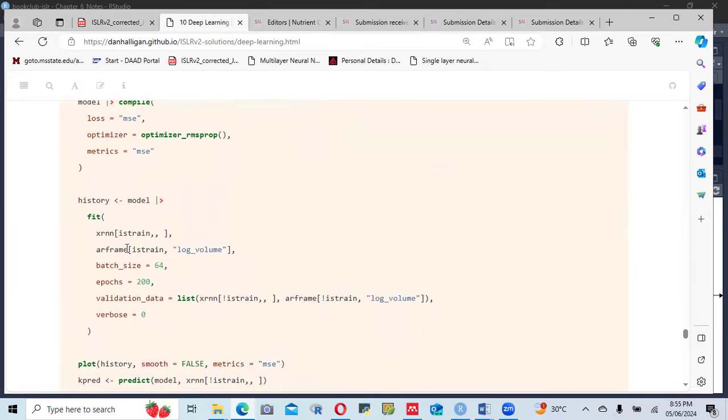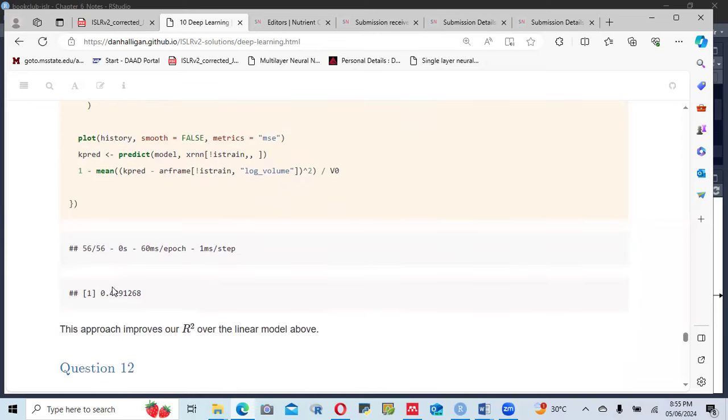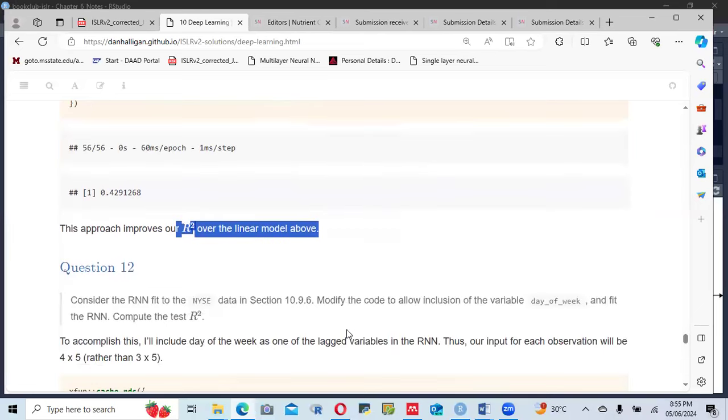this is specifying the history. We are fitting the model here. What are we doing? We are plotting the values, the metrics we are using, if we are using the mean square error. So we run the predictions. So we look for the one minus the mean. So we can see that here our R square value is 0.4291268. So this approach improves our R square over the linear model, as we can see above.